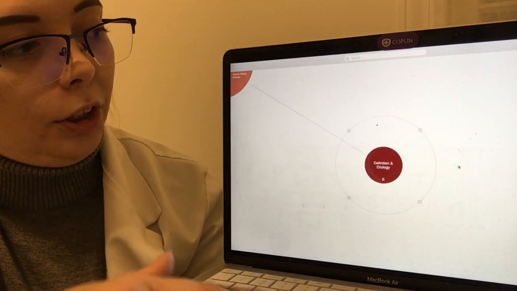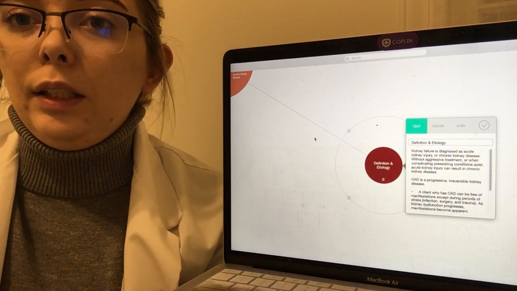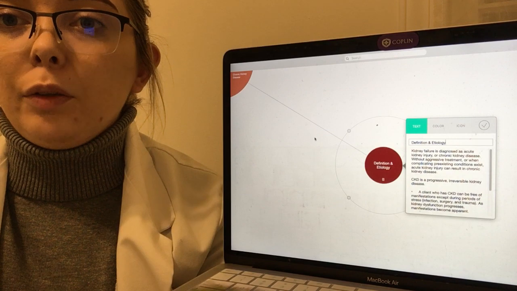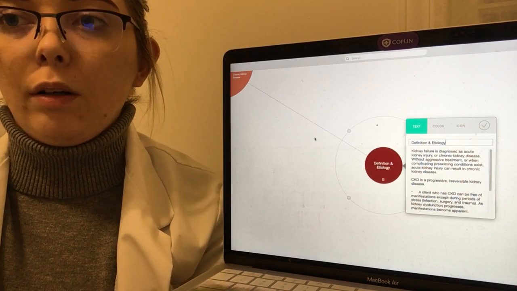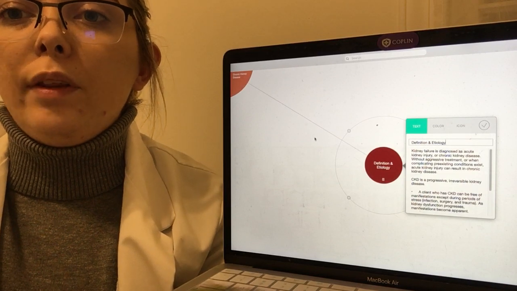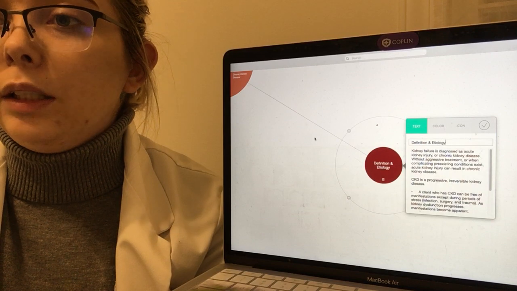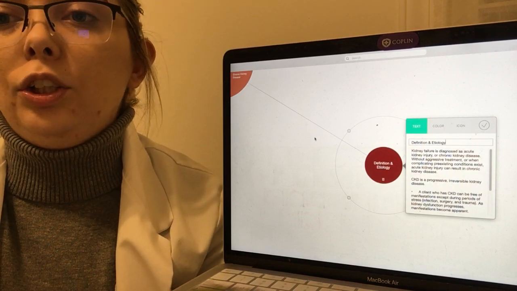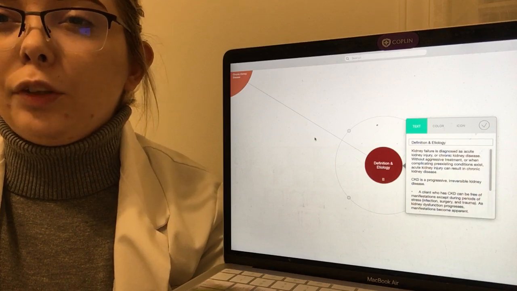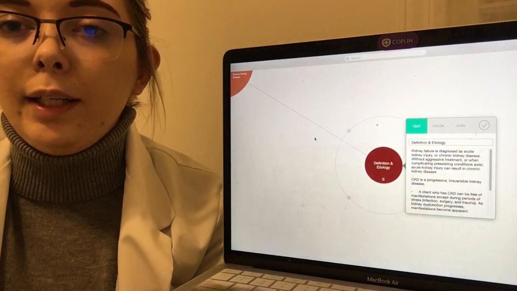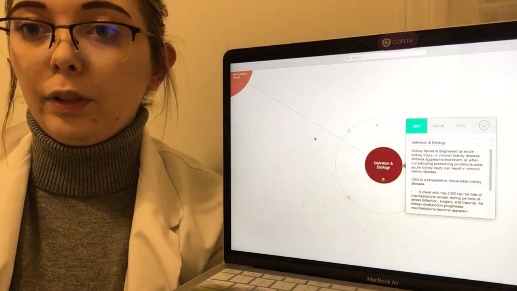So the definition and etiology. Chronic kidney disease is kidney failure, which is diagnosed as acute kidney injury or chronic kidney disease. Without aggressive treatment or when complicating pre-existing conditions exist, acute kidney injury can result in chronic kidney disease. This is also abbreviated, you'll often see as CKD. So CKD is a progressive and irreversible kidney disease.